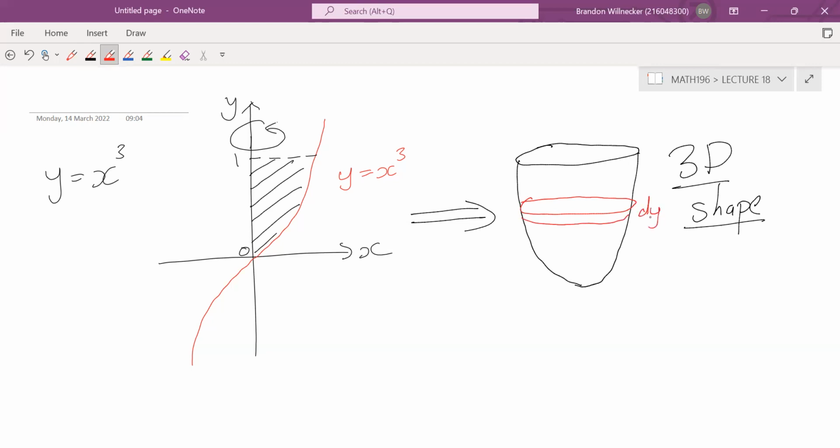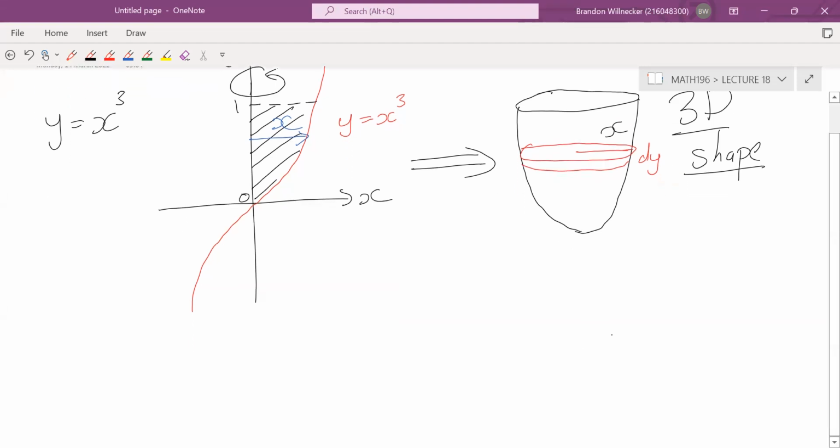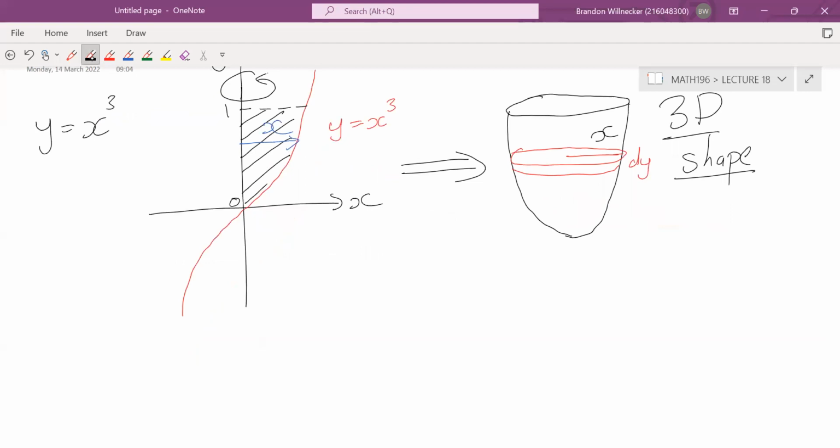It's got a thickness dy, and it's got a radius r. But remember, the radius from the y-axis is given by this distance x. That's the radius. So the radius is x. We'll get to more examples later on where the radius is not x. But for all of these cases, the radius is going to be x. So what's the volume going to be?